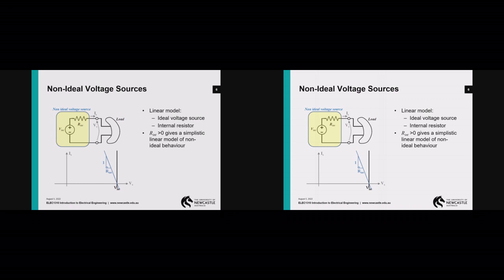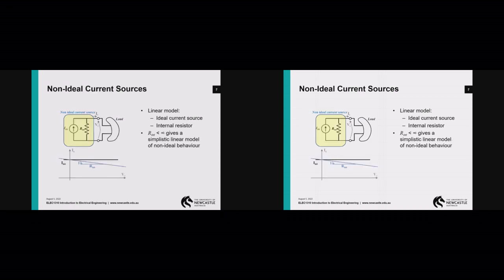So putting an ideal voltage source and a resistor in series gives us a model of how a real voltage source might behave. Similarly, I can form a model as to how a real current source might behave. And the way I imagine that is that I have an ideal current source and a parallel internal resistance.